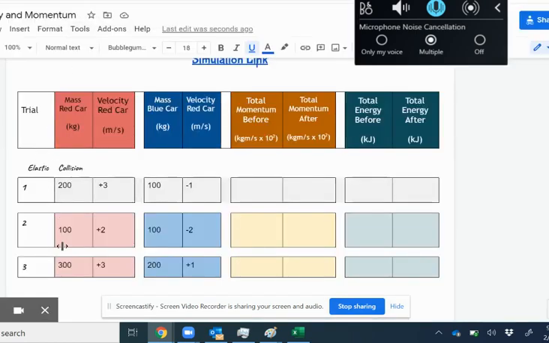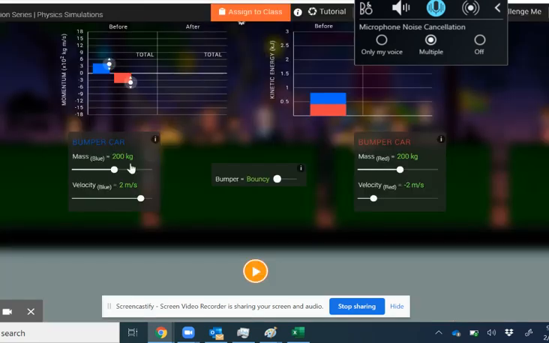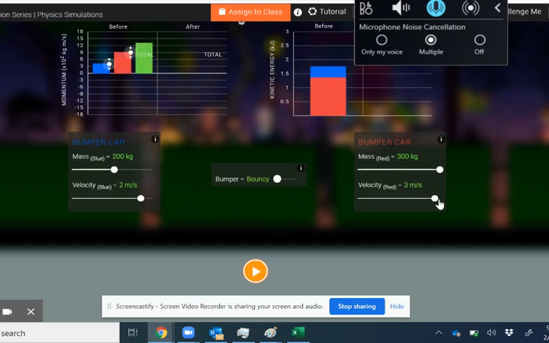Okay, here goes my red car mass. I can tell because it's in the red section. My red car should have a mass of 300 and a speed of plus 3. So red car, mass of 300, and moving at a speed of plus 3. So notice it's positive. Before it was negative, meaning it would move to the left. I want to make sure it's positive 3, so it moves to the right.